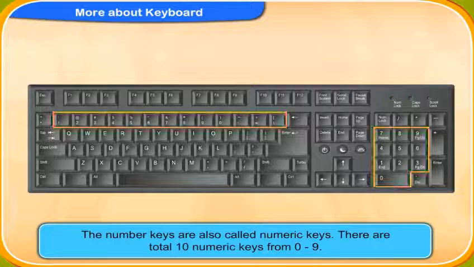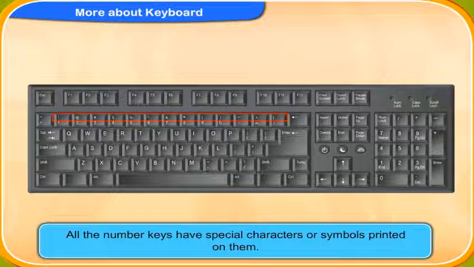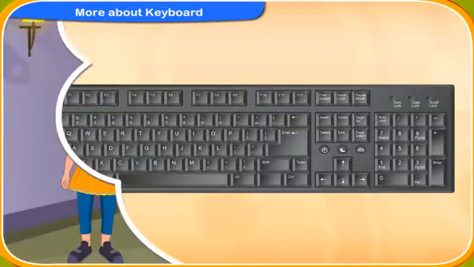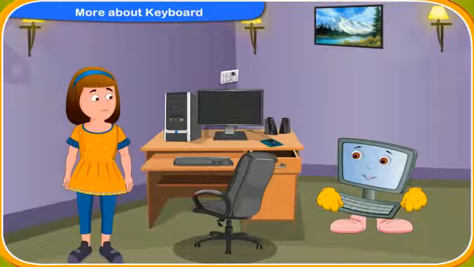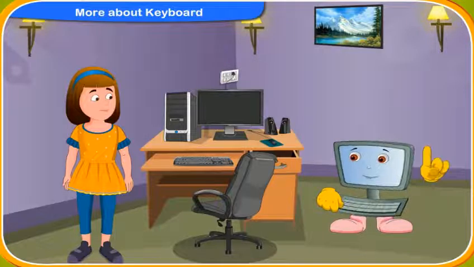The number keys are also called numeric keys. There are a total of 10 numeric keys from 0 to 9. There are 2 sets of numeric keys on the keyboard. The first set is on the top row of the keyboard and the second is present on the number pad of the keyboard. All the number keys have special characters or symbols printed on them. Why, Kliko? Because these same keys are also used for other purposes.